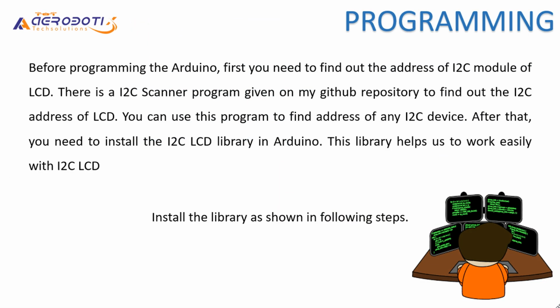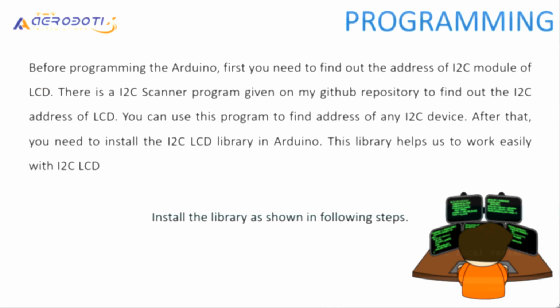Before programming the Arduino, first you need to find out the address of the I2C module of the LCD. There is a special program given in my GitHub repository to find out the I2C address of the LCD. In fact, you can use this program to find the address of any I2C device in the market. After that, you need to install the I2C LCD library in Arduino. This library helps us to work easily with the I2C LCD. Install the library as shown in the following steps.